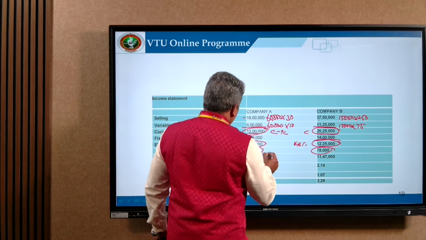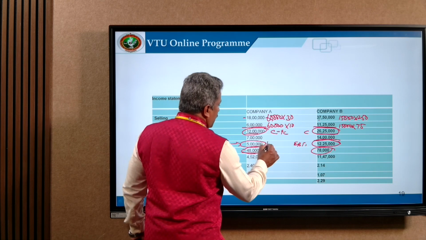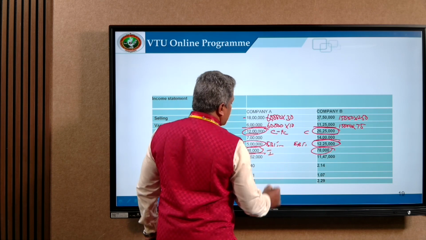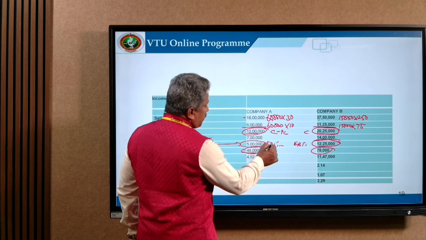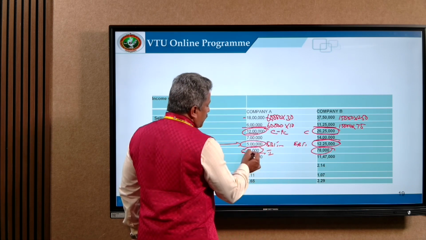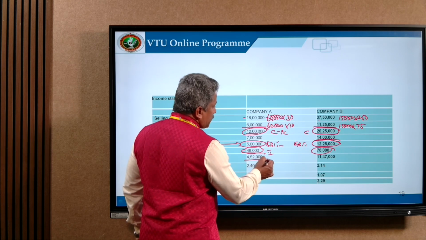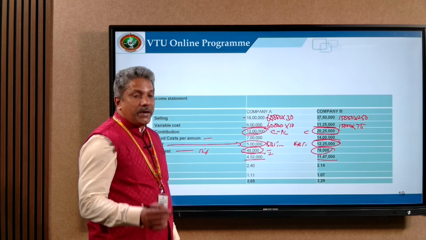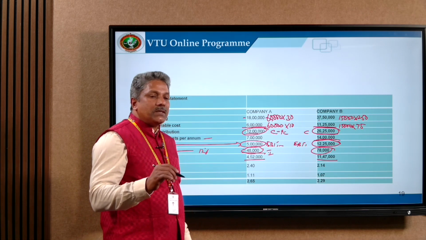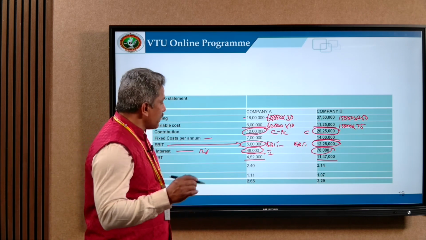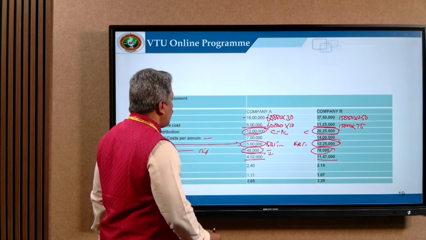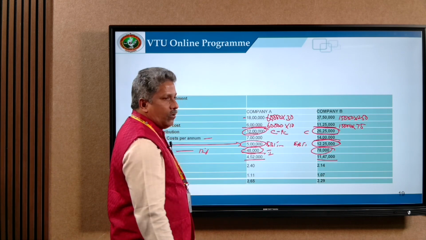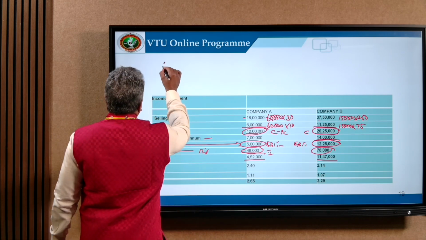So, from EBIT, interest needs to be deducted. When you deduct interest from EBIT, we get 4 lakhs 52,000 and 11 lakhs 47,000. What is that? When you deduct interest from EBIT, we get EBT, earnings before tax. So, we got earnings before tax of both the companies. Now, you can calculate leverages.